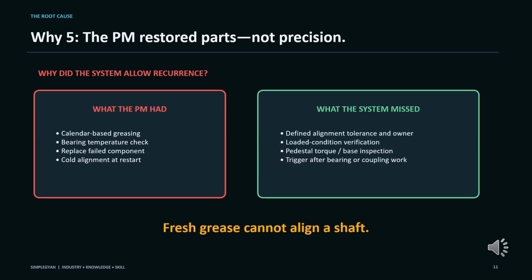Why did the organization allow recurrence? The preventive task restored lubrication and replaced damaged parts, but it did not control the machine's geometry. There was no owned alignment tolerance, no loaded condition verification, no pedestal torque and base check, and no mandatory alignment trigger after bearing or coupling work. Lubrication can absolutely influence bearing life, especially under contamination. But here is the surprise: fresh grease cannot align a shaft. The root cause is a maintenance and design control gap that allowed misalignment to return.